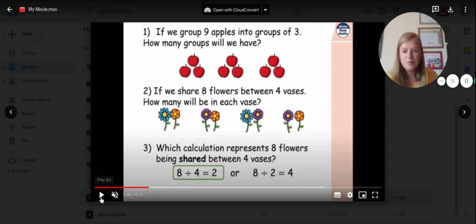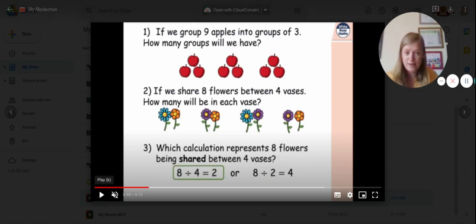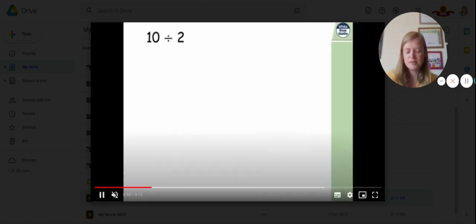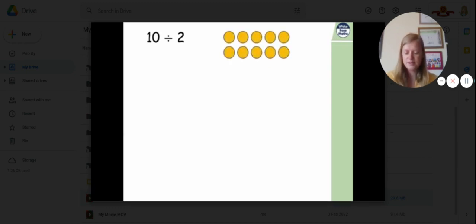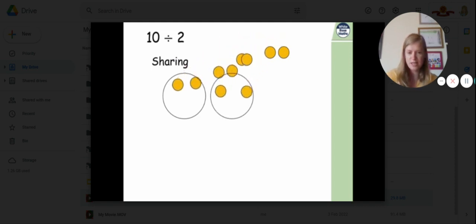Okay, we're now going to take a good look at comparing both sharing and grouping. Let's see. We're going to start with this number sentence, 10 divided by 2. So the first thing I'll do is get 10 counters. When I share, the 2 in the number sentence tells me how many I've got to share between. I have 10 counters to share between 2. So here's 2 circles, and I'm going to share 10 counters evenly between the 2 circles.